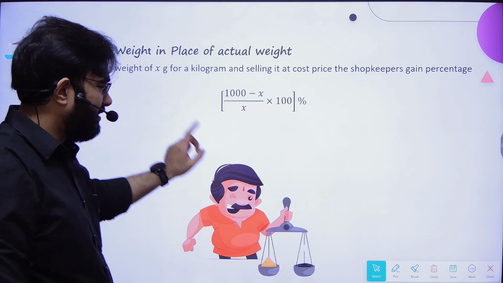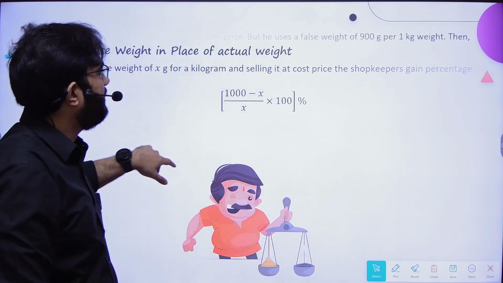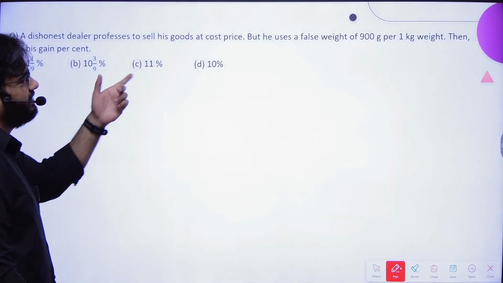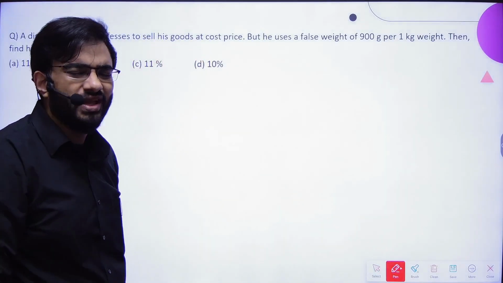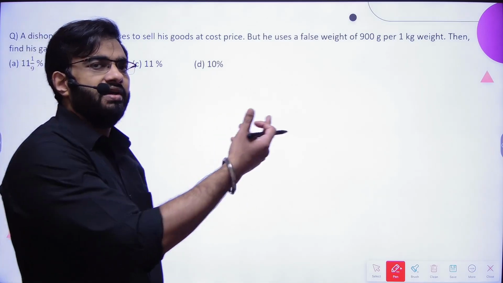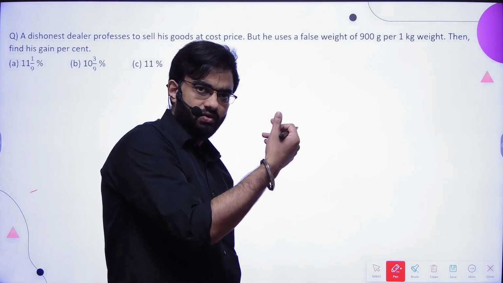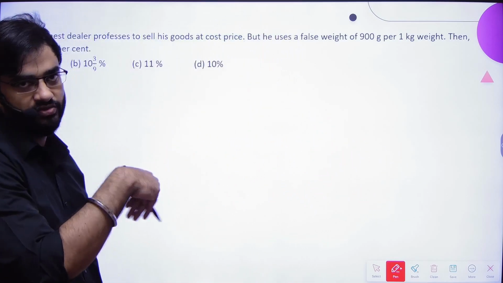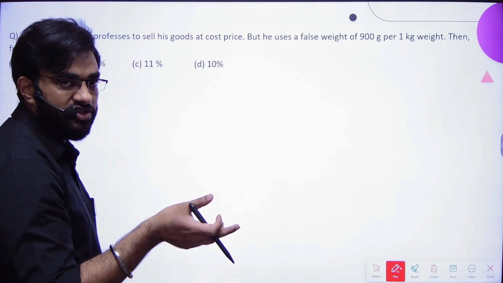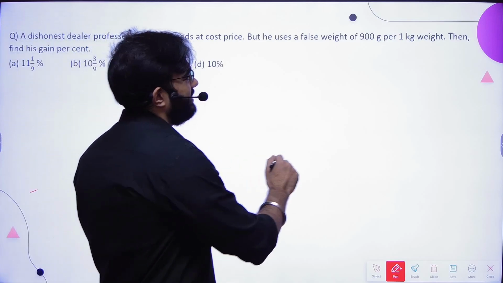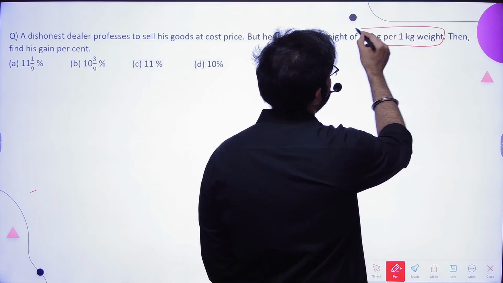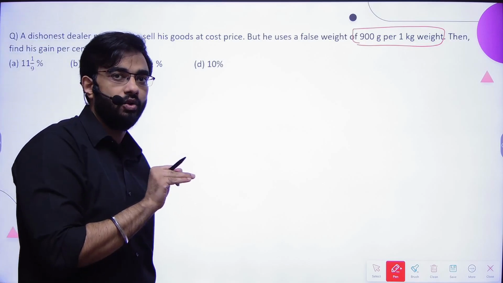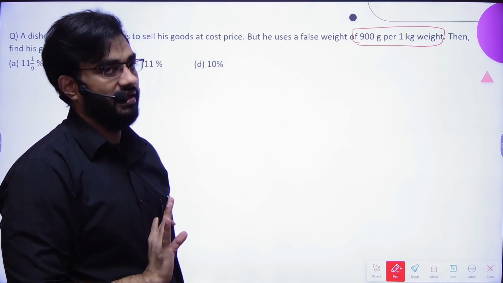So, for example, we directly go to the question. A dishonest dealer professes that he says, okay, I'm selling at the cost price. That is, whatever the article or tomatoes, potatoes, vegetable, whatever I purchased, I'm going to sell it at the same price at which I purchased it. But he is using 900 grams for per 1 kg of weight. Now I'm going to break it down so that the concept is clear.